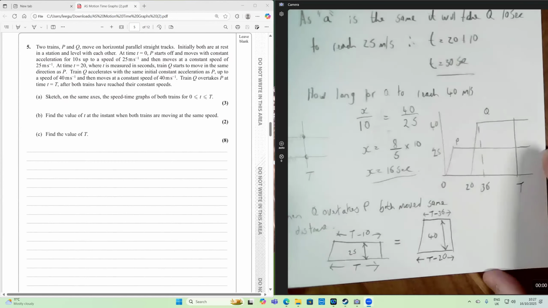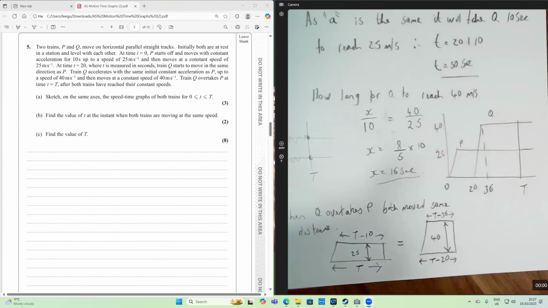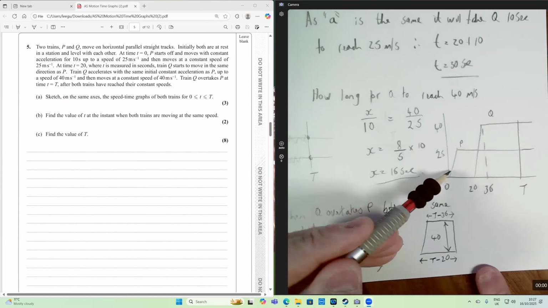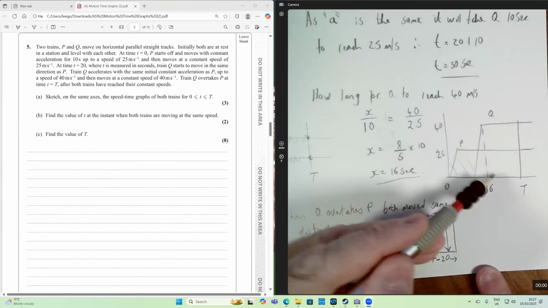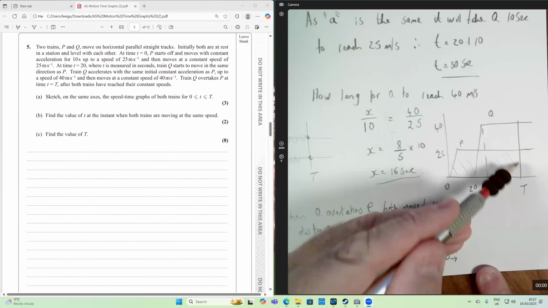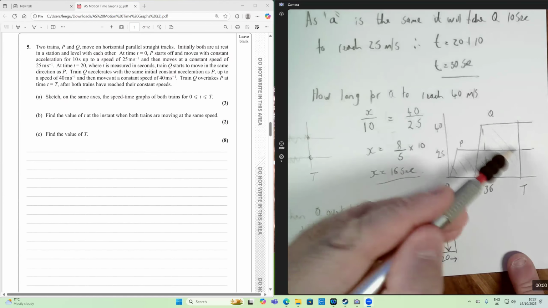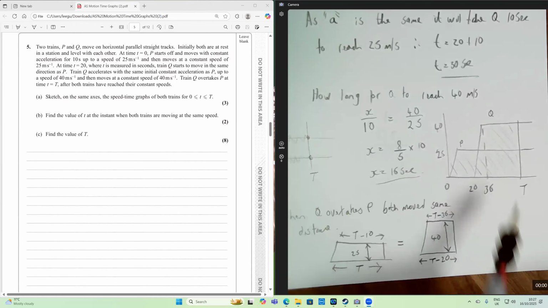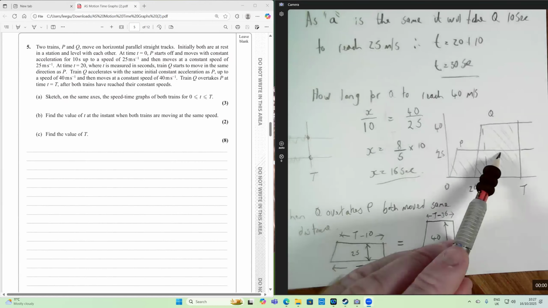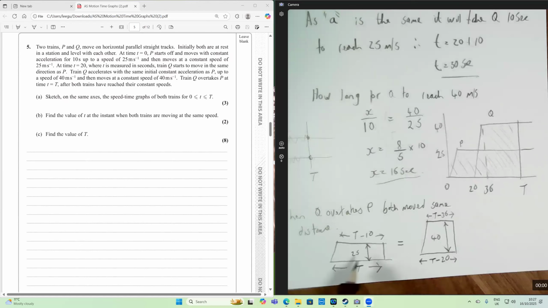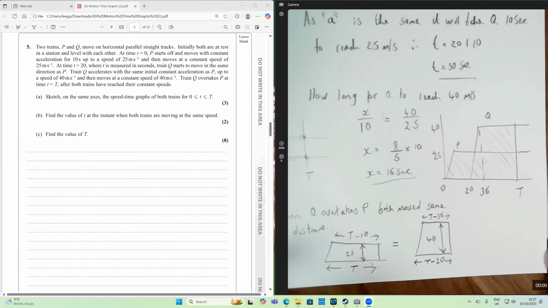Now, how does that help us? Remember, the area underneath a speed time graph gives us the distance traveled. So at the moment when Q overtakes P, they've both traveled the same distance and the area underneath the two graphs will be equal. So the area underneath, that's the key idea. That's the bigger picture.